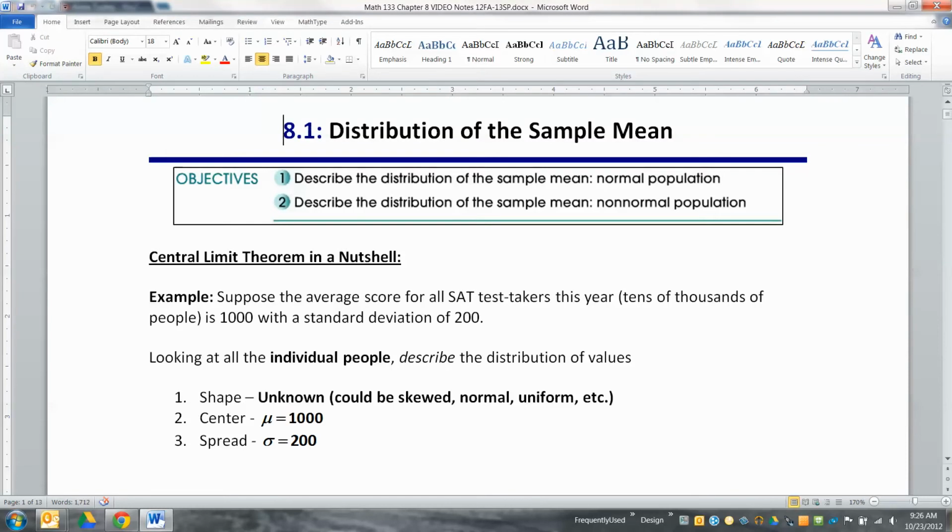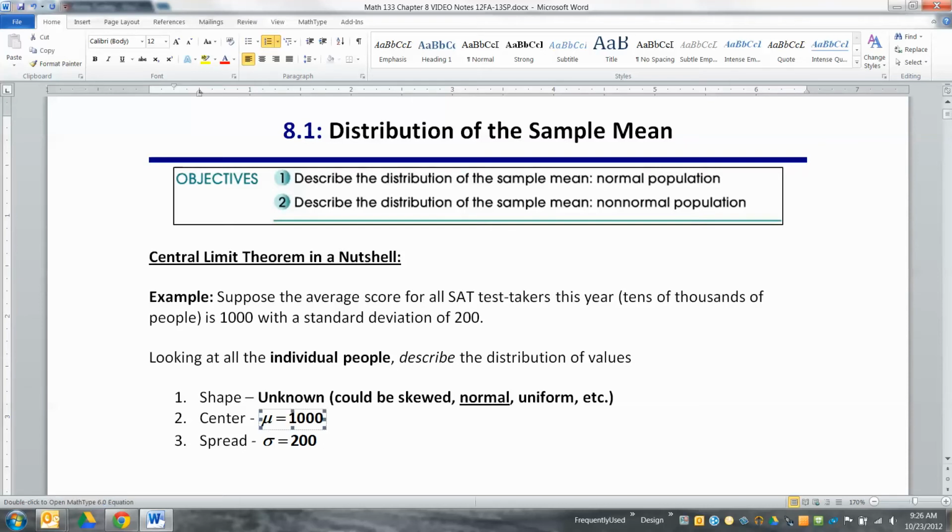When it says describe the distribution, it wants to know three things: shape, center, spread. So the shape, well, we don't really know the shape. It could be skewed left, it could be skewed right. It could be uniform, where every single point value is just as likely as any other. However, that's mostly unlikely. It's probably normal. Matter of fact, I'm sure it's normal because they write the test so that it's normal. Most questions are mid-level questions. Some questions are really easy, some are really hard, but they expect most people to get in the middle. But we don't know for sure.